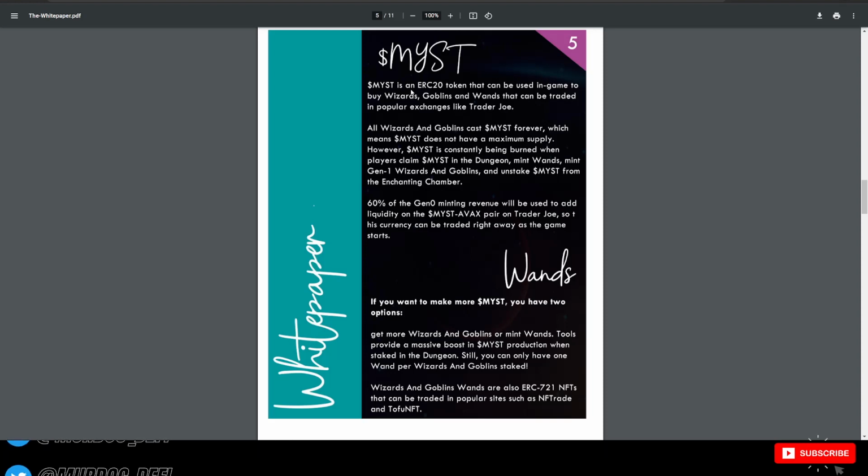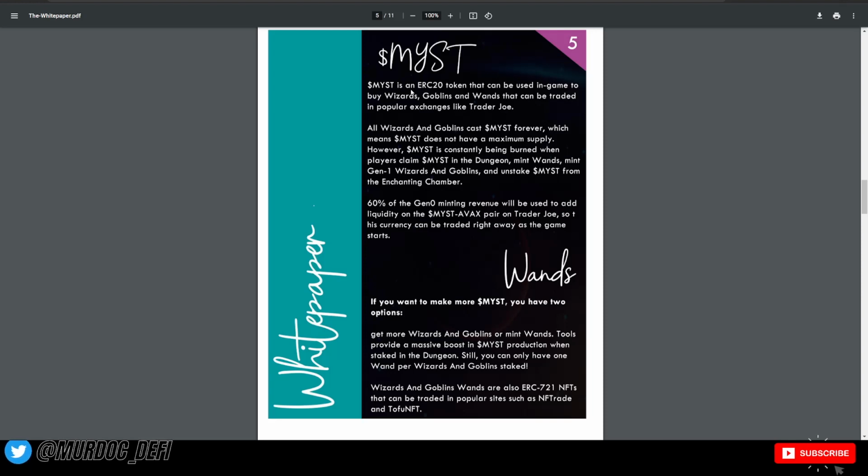All wizards and goblins cast mist forever, which means mist does not have a maximum supply. And this is what I was talking about in the beginning and a few times throughout the video so far: since there is not a capped supply, this is essentially just printing new tokens, right? As the supply starts to increase, this is going to have a negative impact on the actual price of mist. So it's important that they have enough deflationary mechanics within their game to help stabilize some of the price action.